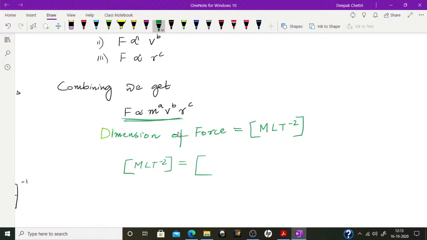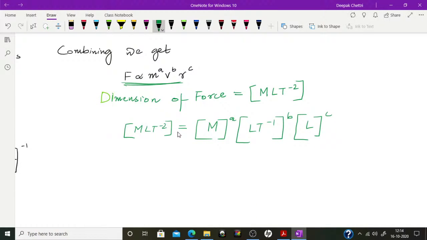And this will become, so m, what is m? M is mass, so dimension of mass is m. And what is the power? A. So to power a. V, what is v? Velocity. Dimension of velocity is l t minus 1, the power is b. And r is radius, it's kind of a length, so l to the power c. I hope it's clear so far. So m l t minus 2.